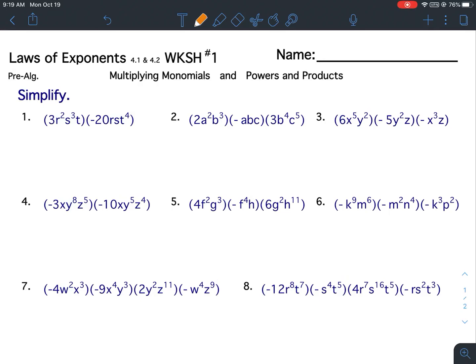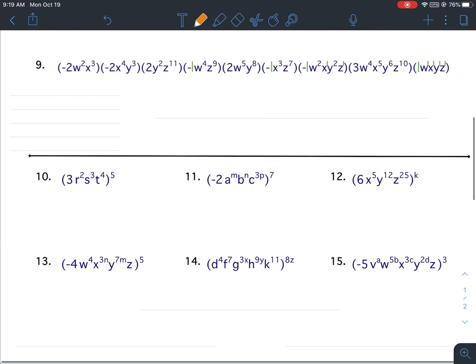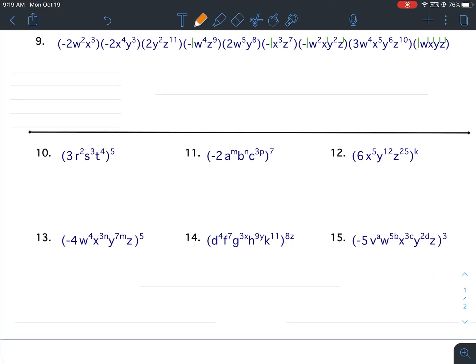Laws of Exponents 4.1 and 4.2, worksheet number 1. This worksheet is on the first two lessons that we did for Laws of Exponents. The 1 through 9 is on multiplying monomials, which was the first lesson we did. And then 10 through 15 is on powers and products, which was the second lesson we did. So I'm going to work through one problem from each section with you. I'm going to do number 9. It's the big one, so I'll help you with that one.